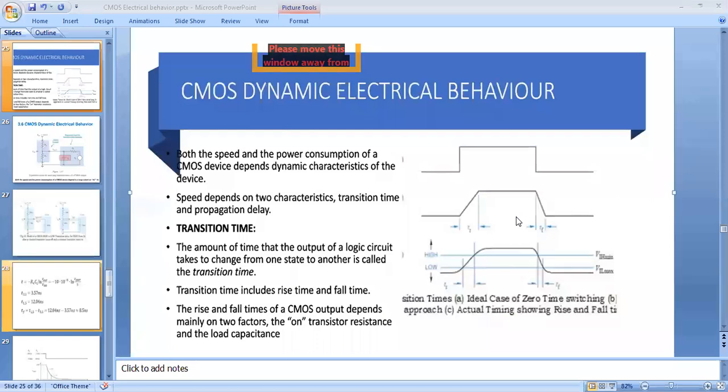Mainly the transition time of a circuit depends upon two parameters again. The first one is on-transistor resistance and the second one is load capacitance. So why do we consider on-transistor resistance? Here, why do we consider load capacitance?